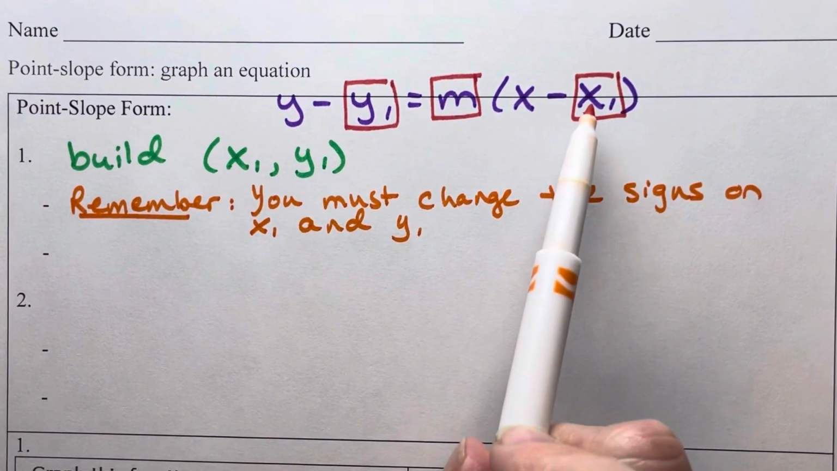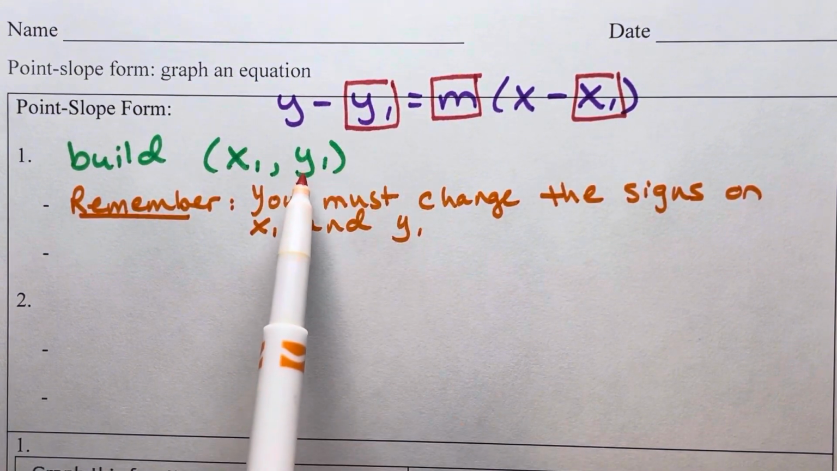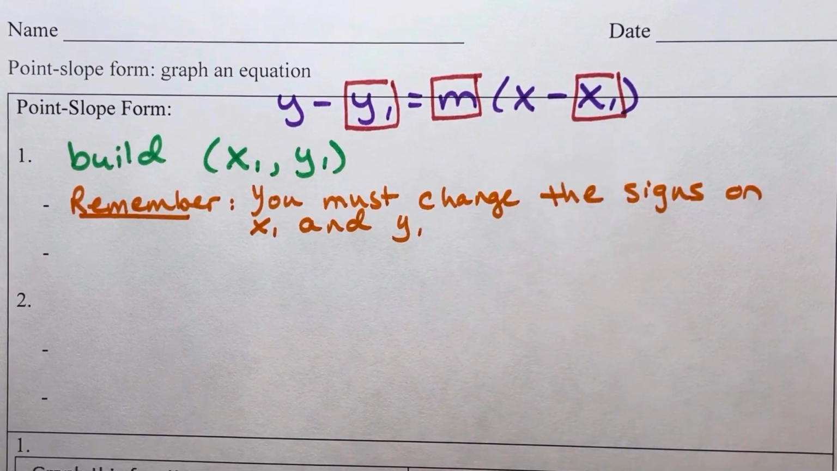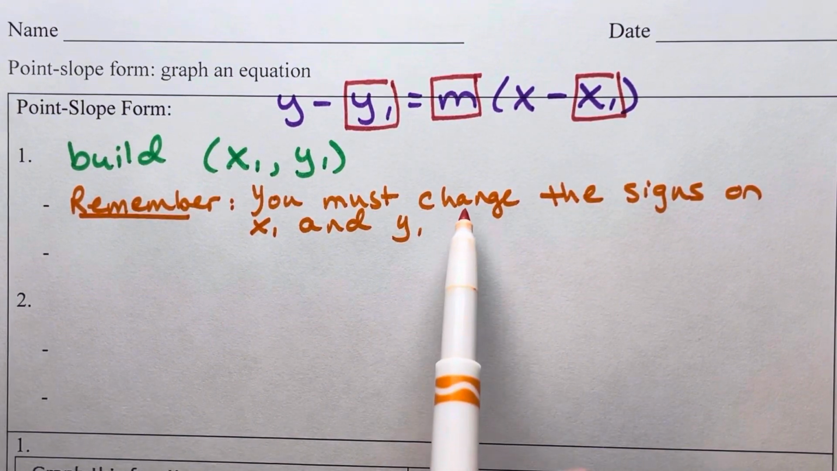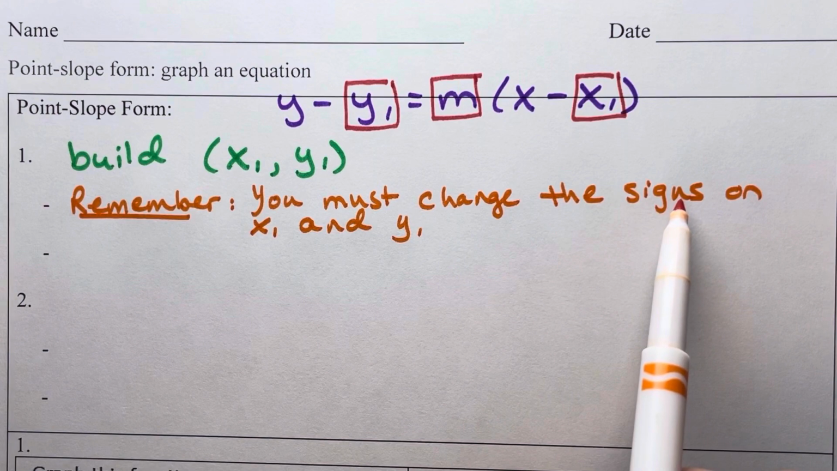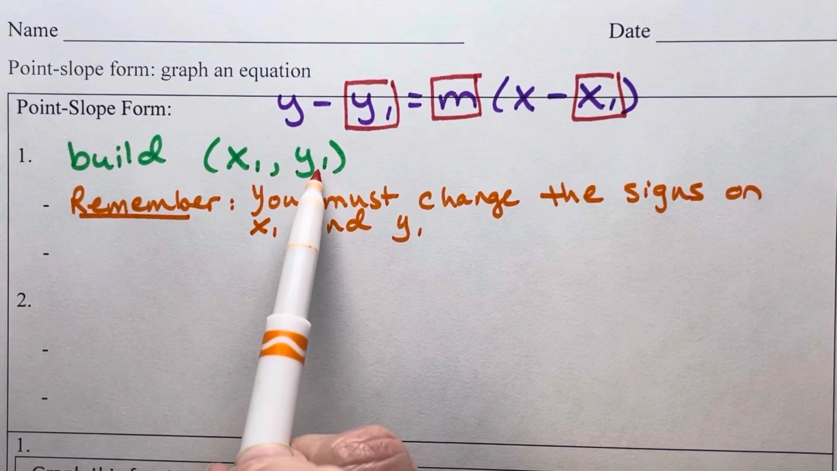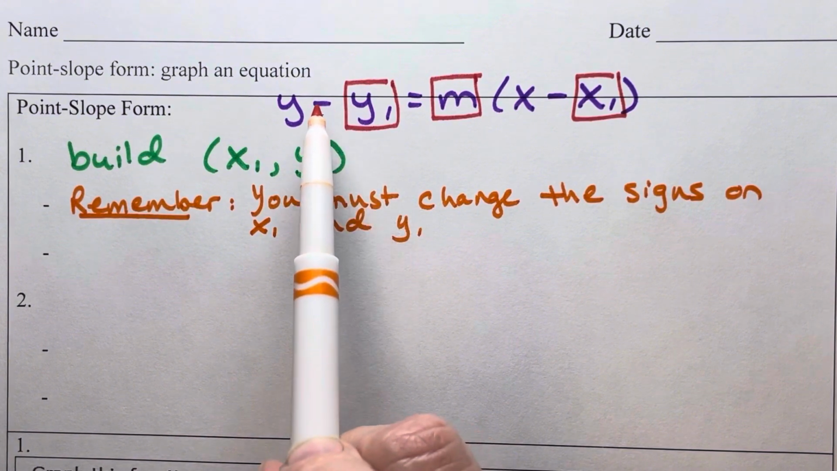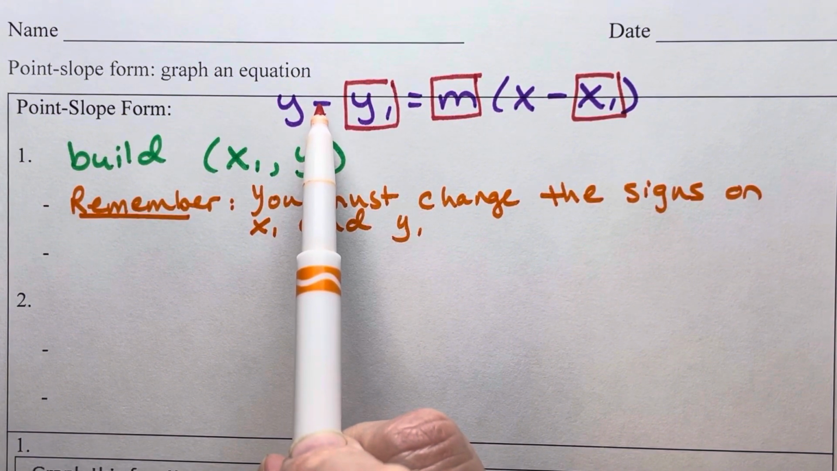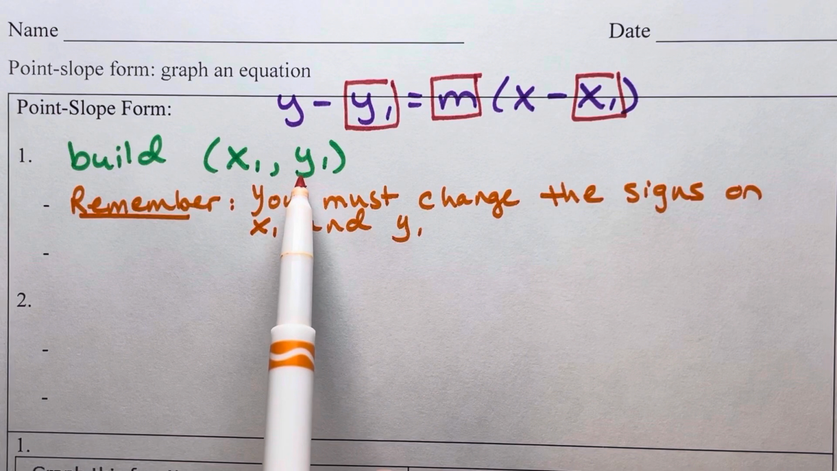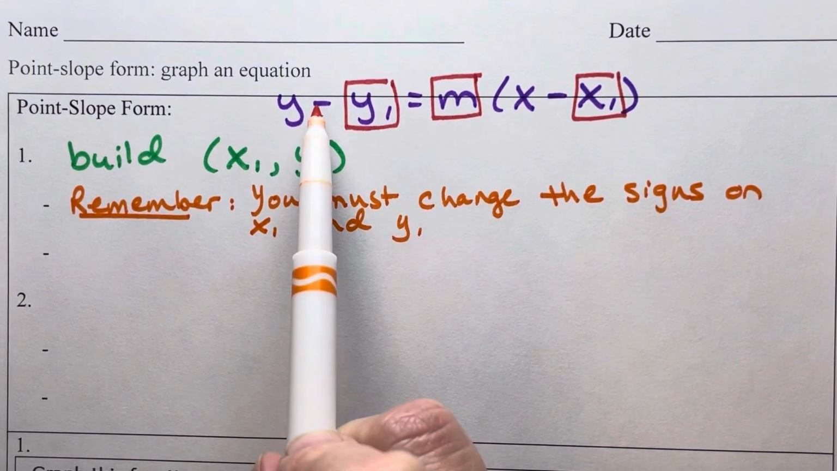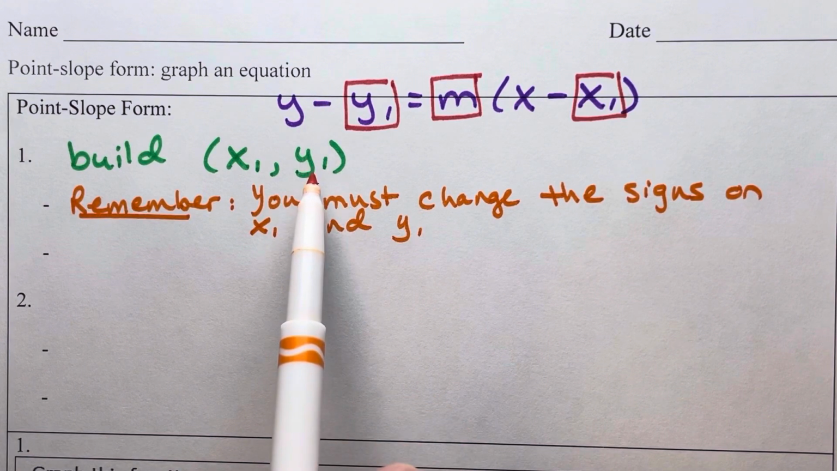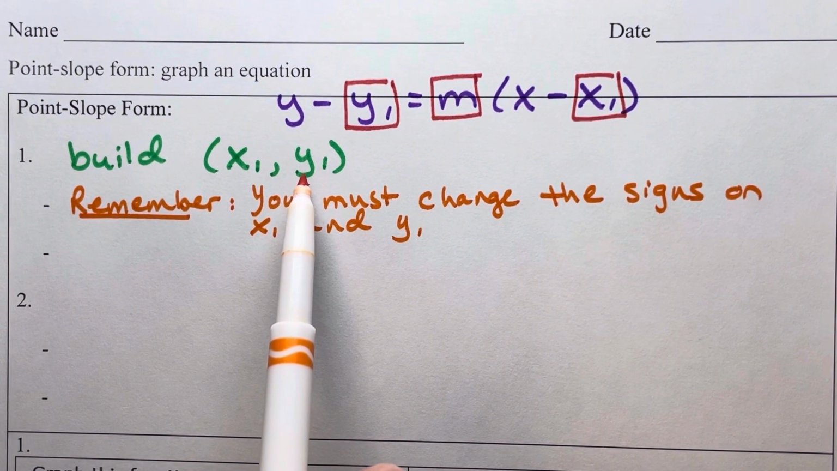when you pull x sub 1 and y sub 1 from your given equation, you have to change the signs on the x sub 1 and y sub 1. So if y1 was negative, if it said minus, then this is going to be a positive number here. Or if it was a positive number, it will now be a negative number.